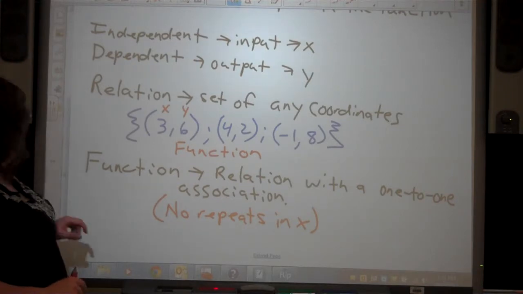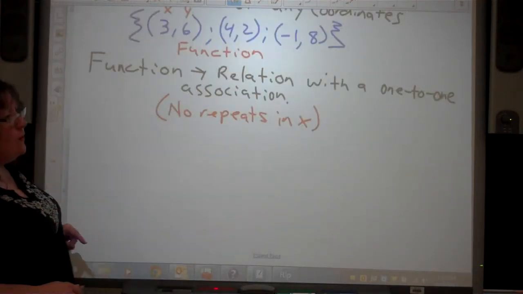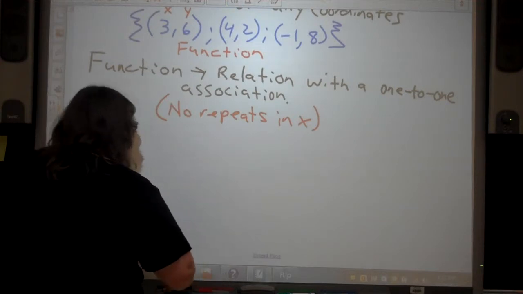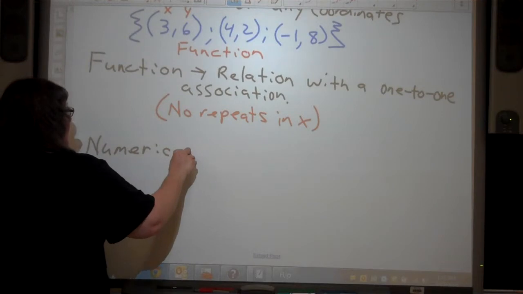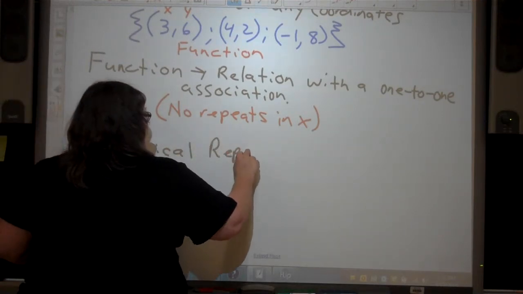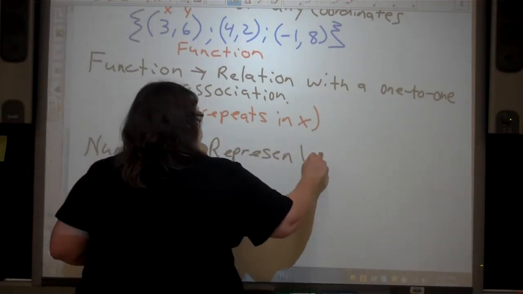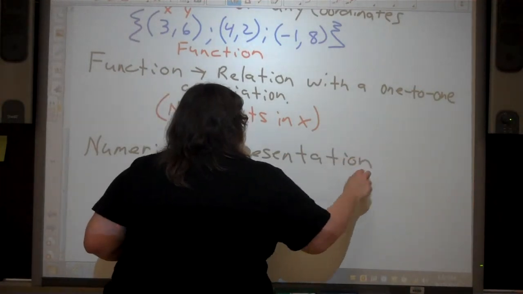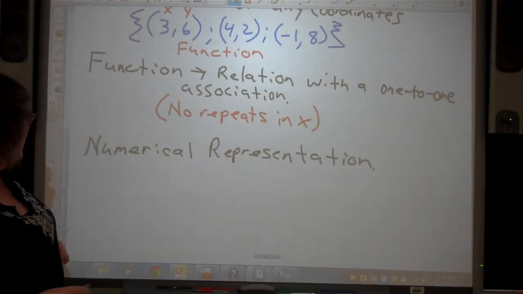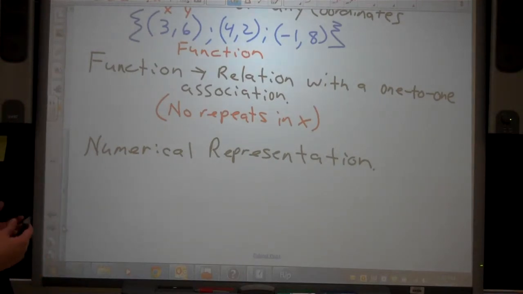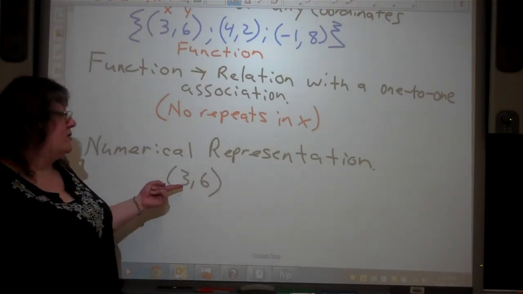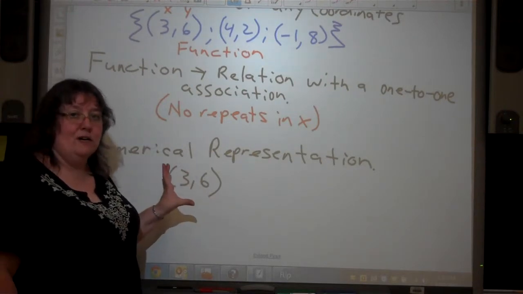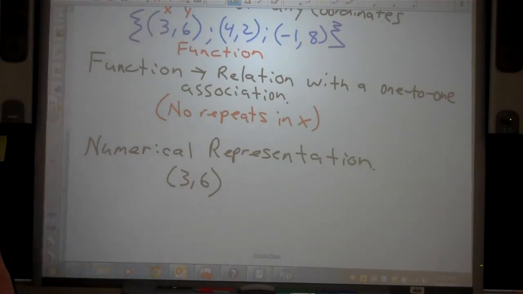Alright? Now, we have a representation by numbers. So we call it a numerical representation. Okay? And with this numerical representation, it's just that. It is using ordered pairs. It's using numbers. Okay? So 3, 6. The x is 3, the y is 6. There's the numerical representation. Okay?